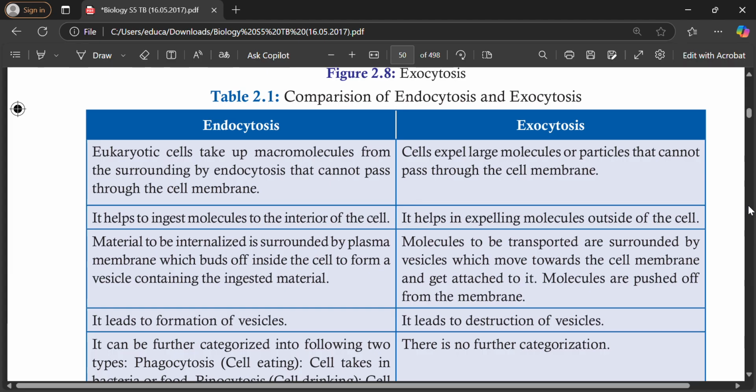It helps to ingest molecules into the interior of the cell. In endocytosis molecules enter the cell, but in exocytosis the cell expels large molecules or particles that cannot pass through the cell membrane.